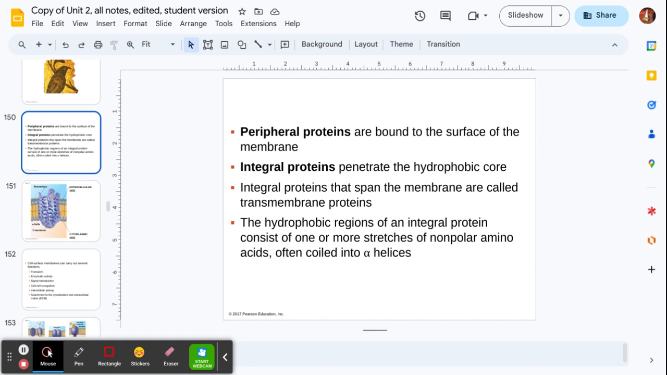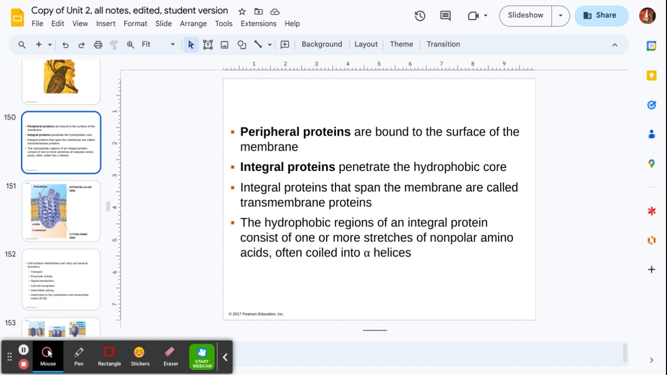And integral proteins are ones that go through, well, I shouldn't say go through. They go into the hydrophobic region of the cell membrane. So again, if you are going to go into that hydrophobic region, you have to have amino acids that are also hydrophobic. Because if you have a bunch of amino acids that are hydrophilic, they will be repelled from the membrane. So you have to make sure that they match.